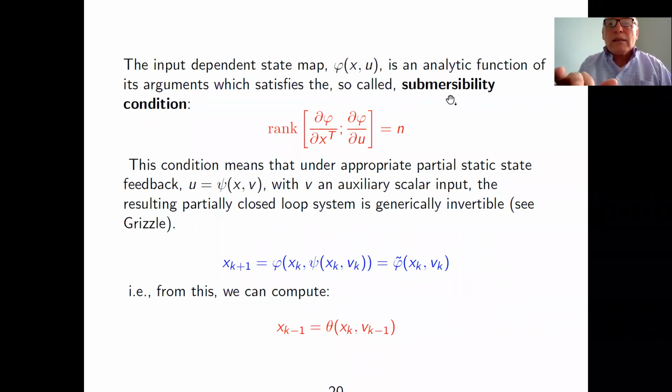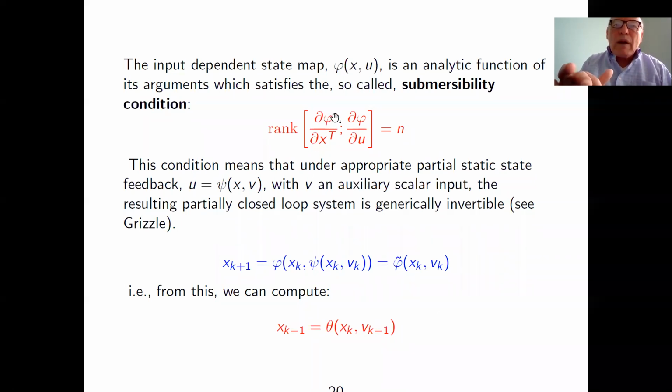It will satisfy a condition that is called the submersibility condition, or phi is submersive. And what that means is a very simple idea, but it's one that gives us a long way into deriving many of the results.